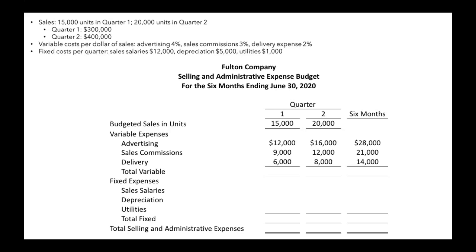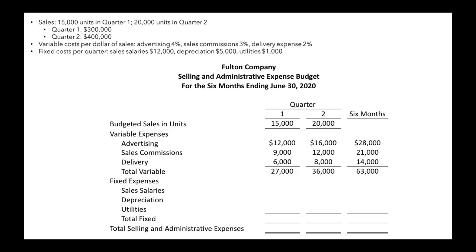Now the next line is our total variable. So we want to add up quarter 1's variable expenses, quarter 2's variable expenses, and then the 6-month column as well. So in quarter 1, we have $27,000 worth of variable expenses. Quarter 2 is $36,000. And in the first 6 months of the year, we're expecting $63,000 worth of variable expenses.